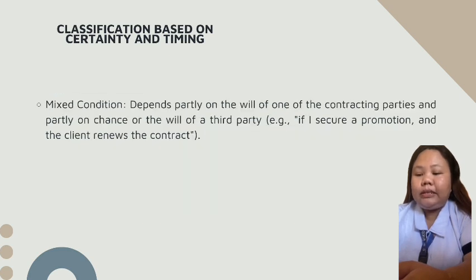The third is the mixed condition. This condition partially depends on the will of one party and partially on an external factor. The fulfillment of the condition is uncertain because it involves both personal effort and chance or external approval.